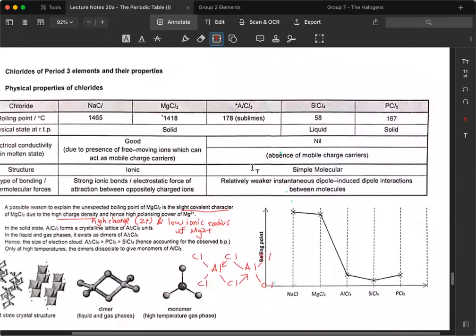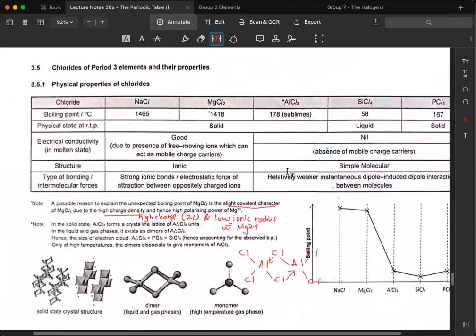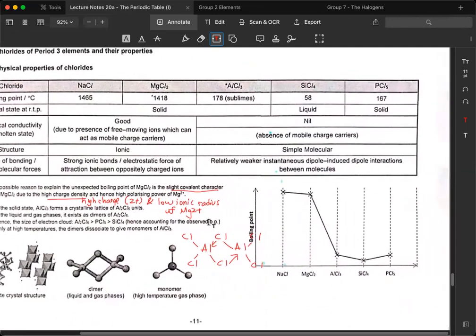Then there is no mobile charge carrier present, and to explain their melting point, you have to use the weak id-id interactions. A possible reason to explain why magnesium chloride is slightly lower than sodium chloride is because of some slight covalent character. Magnesium chloride has a high charge density because of the high polarizing power of magnesium 2+. So there's some covalent character, not a lot, but it's still considered ionic overall.